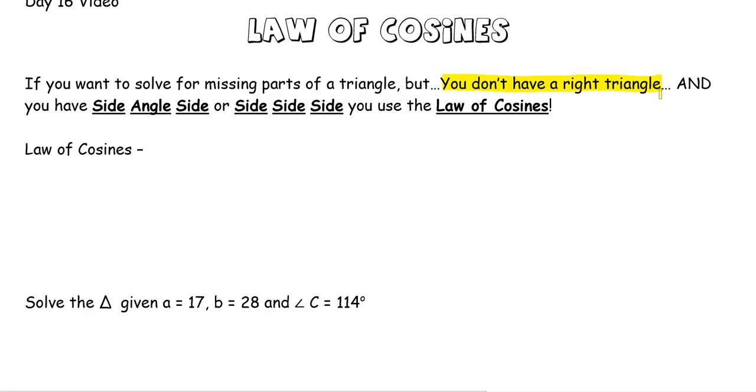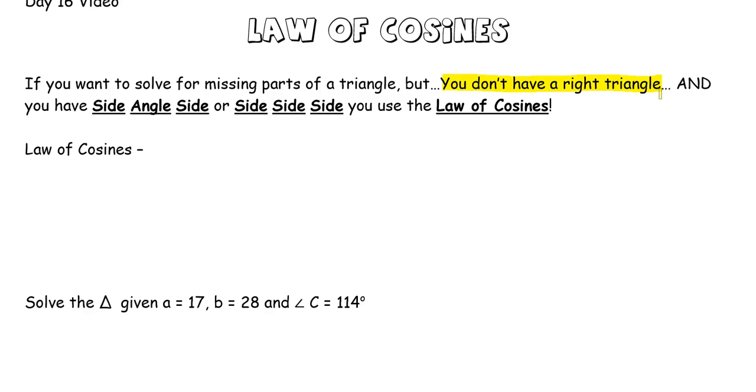Pythagorean theorem, you need a right angle. Sine, cosine, tangent, you need a right angle. Special rights, you need a right angle. So the law of cosines comes into play when you don't have a right angle. We have so many other kinds of triangles. We have acute triangles. We have obtuse triangles. Right triangles are only one small little bit of the actual triangle world. So if you don't have a right triangle, you can't use all those fancy things.